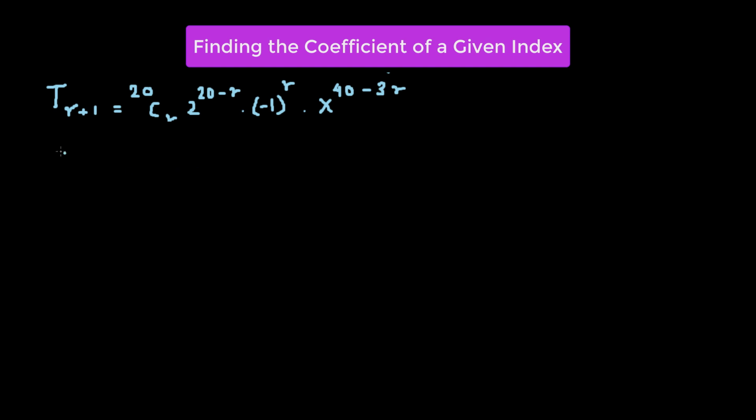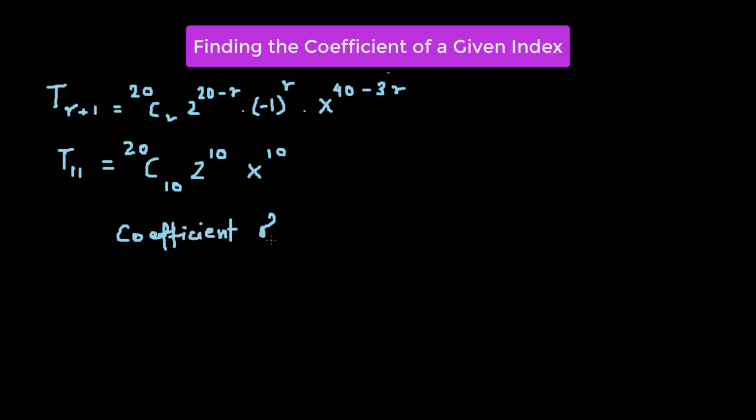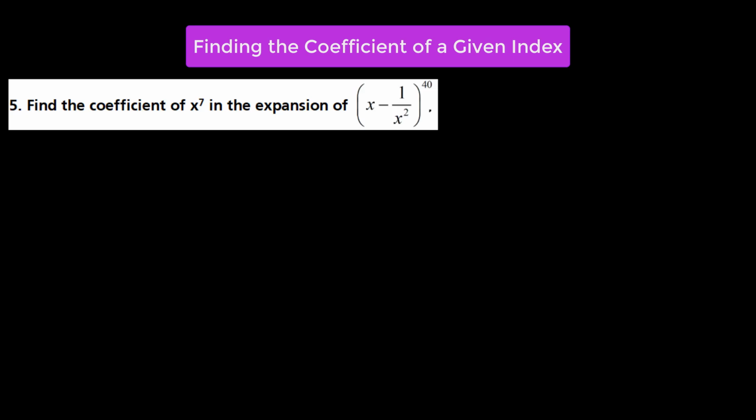So we got r equals 10, so this will be t 11, which is equal to 20C10 times 2 raised to the power of 20 minus 10, which gives us 10. Negative 1 raised to the power of 10 will give us positive 1 times x raised to the power of 10. So the coefficient of x to the power of 10 is 20C10 times 2 raised to the power of 10. So that's the answer. Let's move on to the next one.